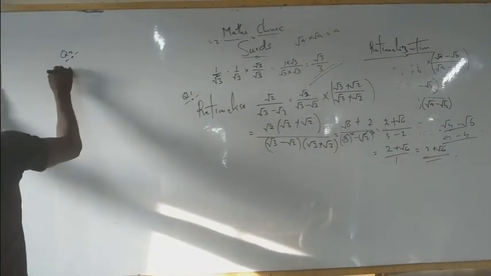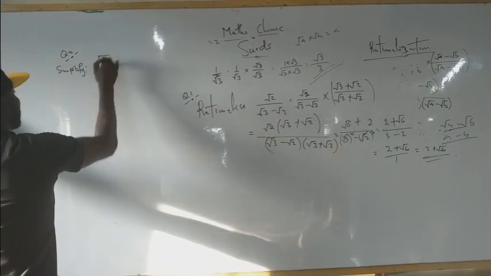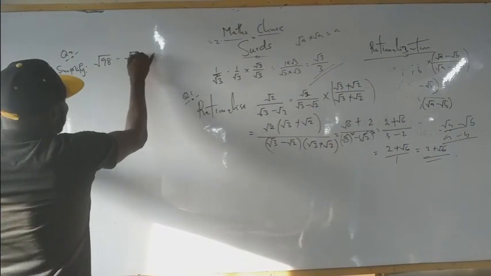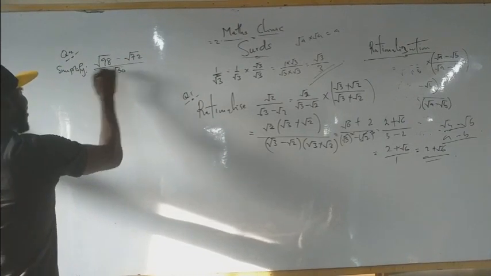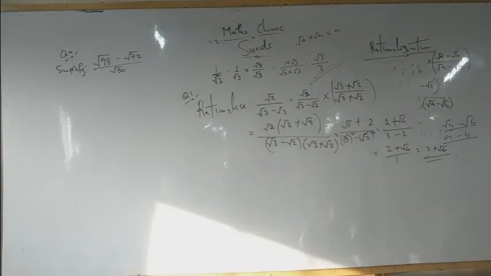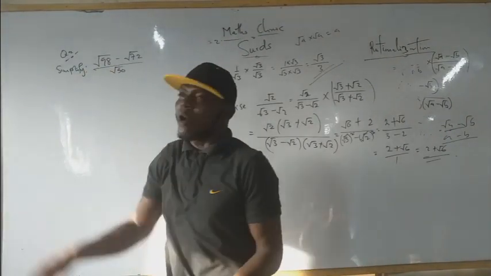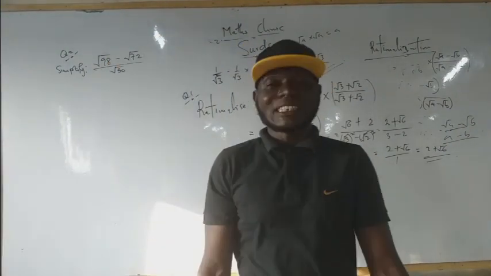Question 2. Simplify root 98 minus root 72, everything over root 50. Yes, this is very, very simple. What you just have to do is to look for 2 numbers such that the product of the 2 numbers will give you 98. Out of the 2 numbers, there must be a perfect square there.